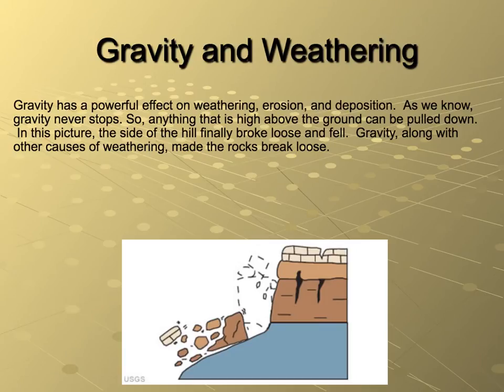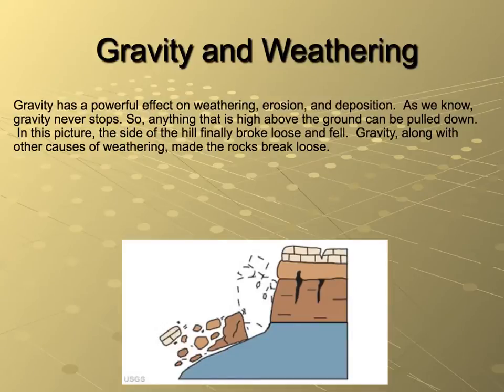Gravity is also one of the forces that can cause weathering. Gravity has a powerful effect on all three, really: weathering, erosion, and deposition, because when gravity gets to work, it doesn't just break something, it usually winds up moving it and then putting it down somewhere else. As we know, gravity never stops, so anything that is high above the ground can be pulled down. In this picture, the side of the hill finally broke loose and fell. Gravity, along with other causes of weathering, made these rocks break loose.